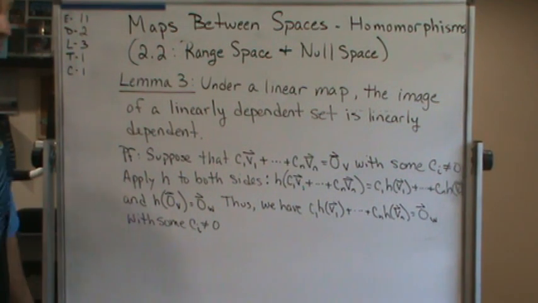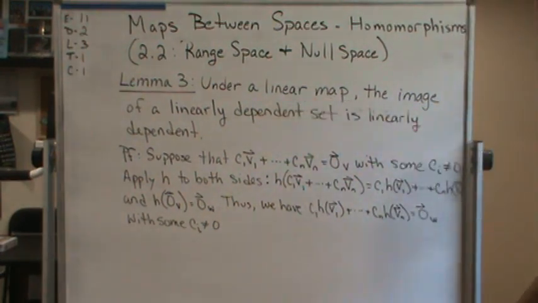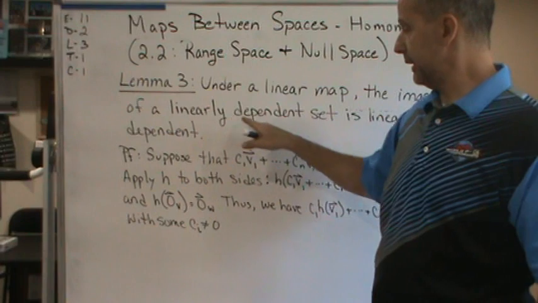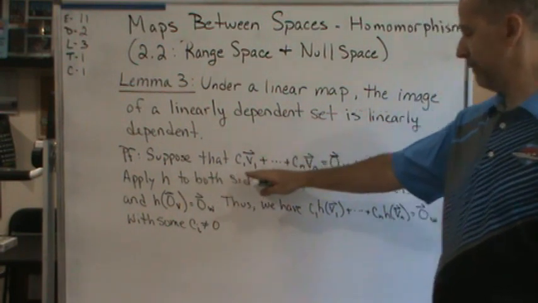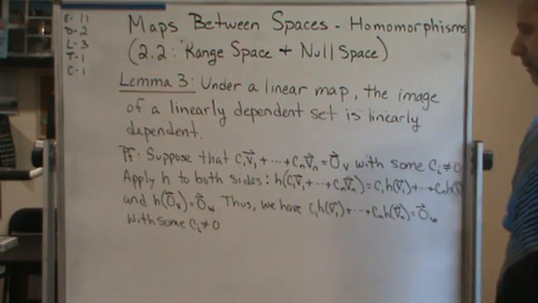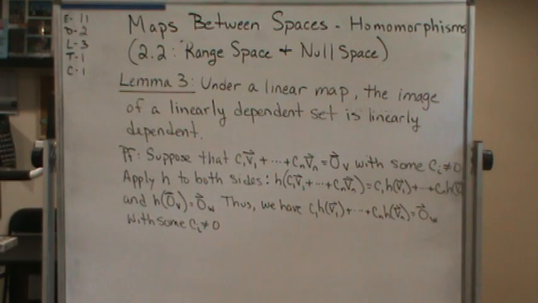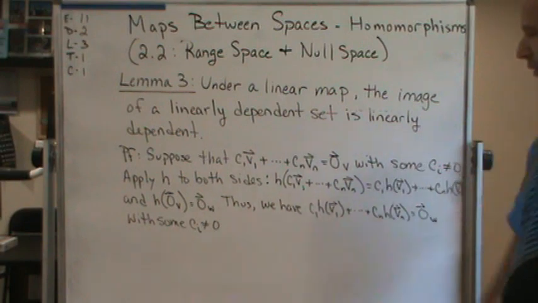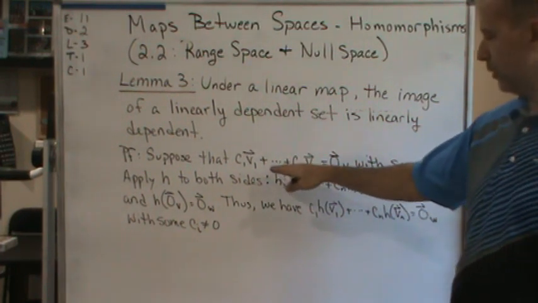All right, so Lemma 3. Under a linear map, the image of a linearly dependent set is linearly dependent. The proof is really easy. We're just going to suppose that we have a linear combination of vectors v1 through vn that's equal to the zero vector in V. So we're going to set up this linear combination, and we're going to assume that some c sub i is non-zero. Then we're going to apply h to both sides.